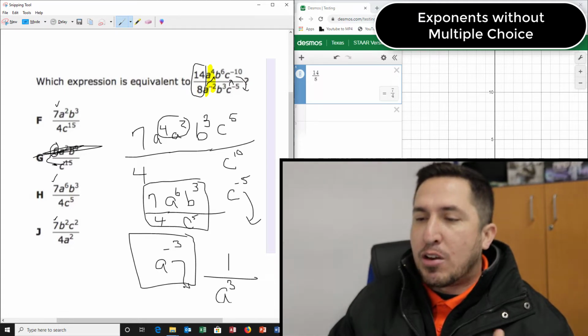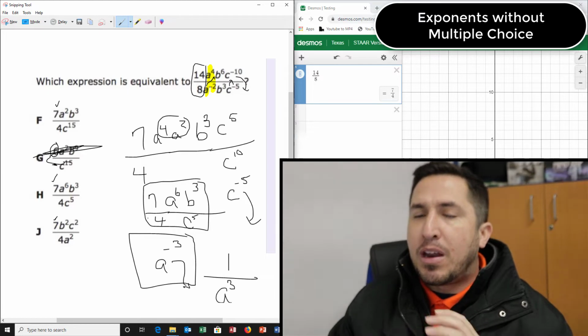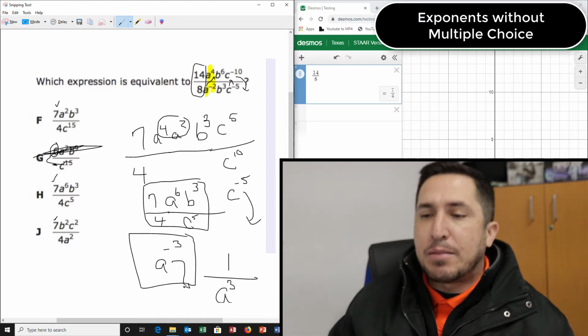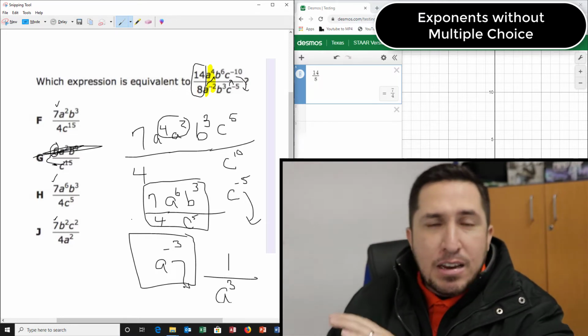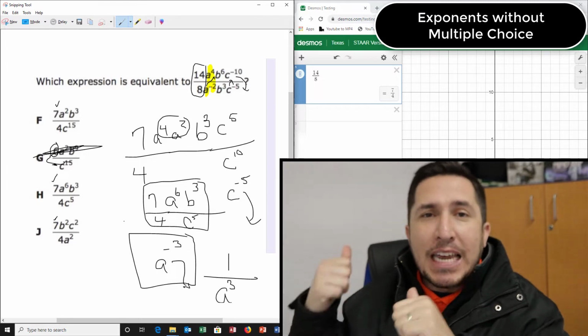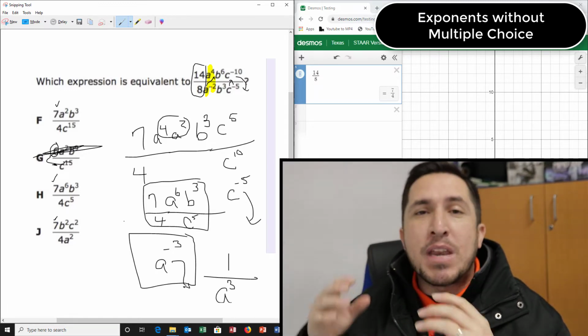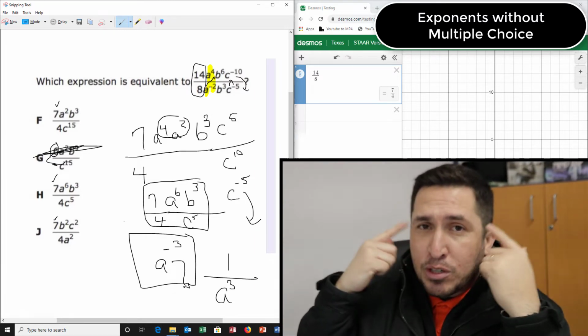Here is your answer, and you're all the way done for the first one. You have 7, A to the 6, B to the 3, all over 4 times C to the 5th. That's your answer. That's how to do it without any equivalent stuff. If you need an easier way, check out the other video that we did about the easier way, but you can only do it when you have multiple choice to do the easy way. This way you can do it all the time because the rules are going to be in your head.